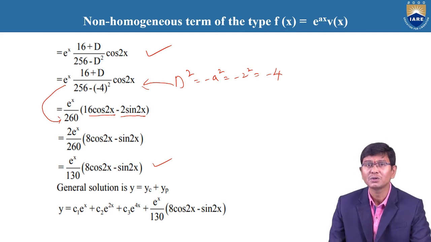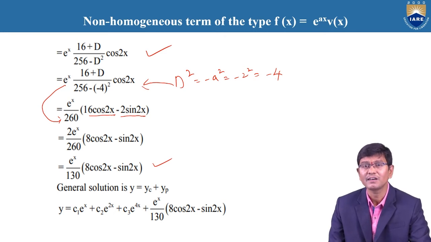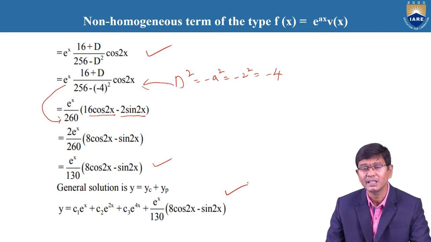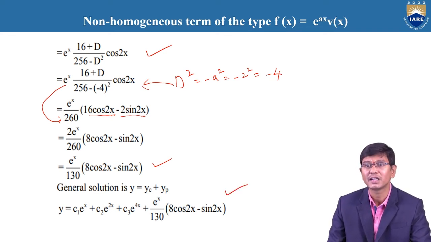Therefore, the general solution of the equation is c1 e power x plus c2 e power 2x plus c3 e power 4x, plus the particular integral, e power x by 130 into 8 cos 2x minus sin 2x, which is the final solution.